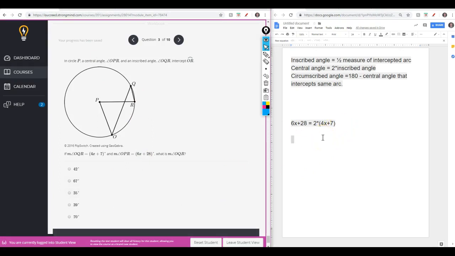So now, some of you are thinking, well, that's not part of it. Well, that's because that's not what it asked us to solve for. It asked us to find what the angle OQR is. We know OQR is equal to 4x plus 7. So wherever the x is, this is 4 times x, so 4 times 7 now, because x is 7. 4 times 7 plus 7. 4 times 7 is 28, plus 7 is going to be 35. So we have 35 degrees.